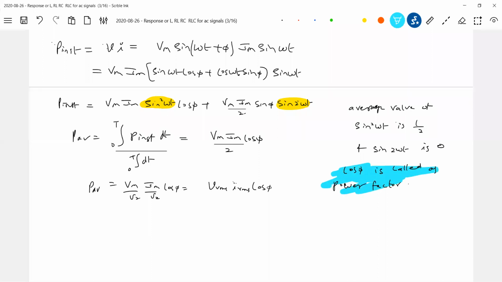So this is, I think, the whole AC circuit. You can see that so many problems, 80% of numericals, are related to this power factor only.